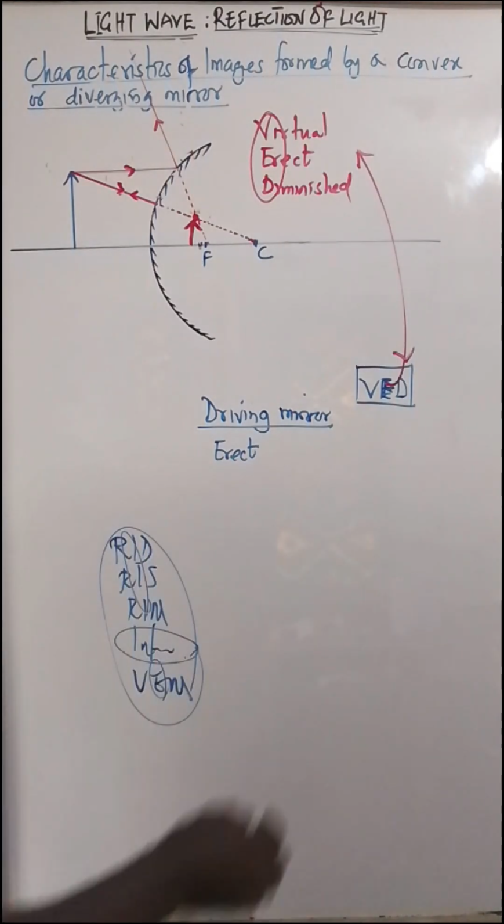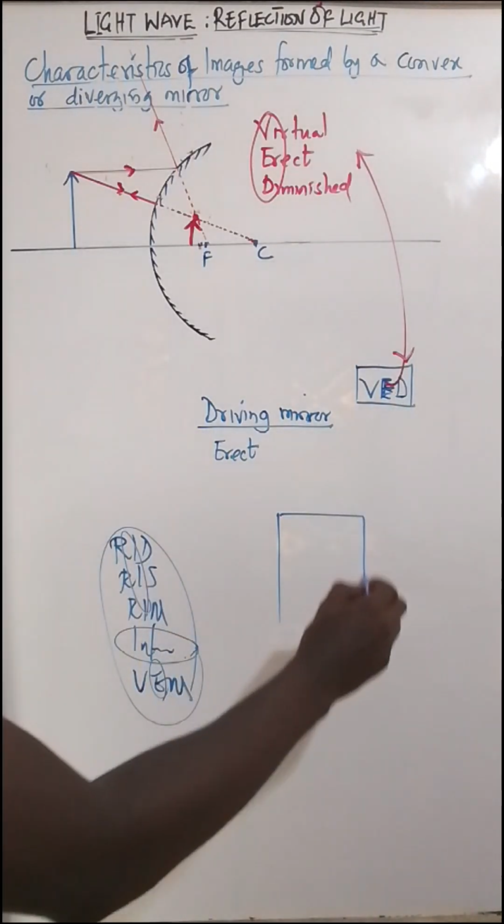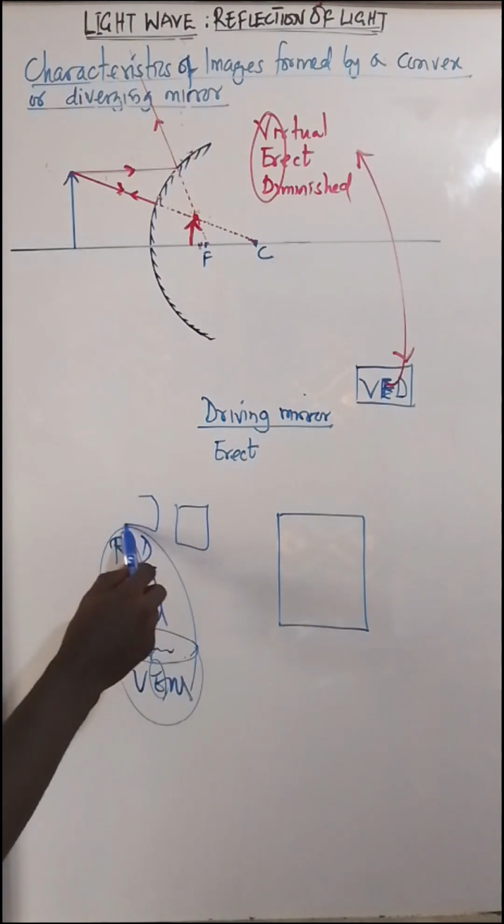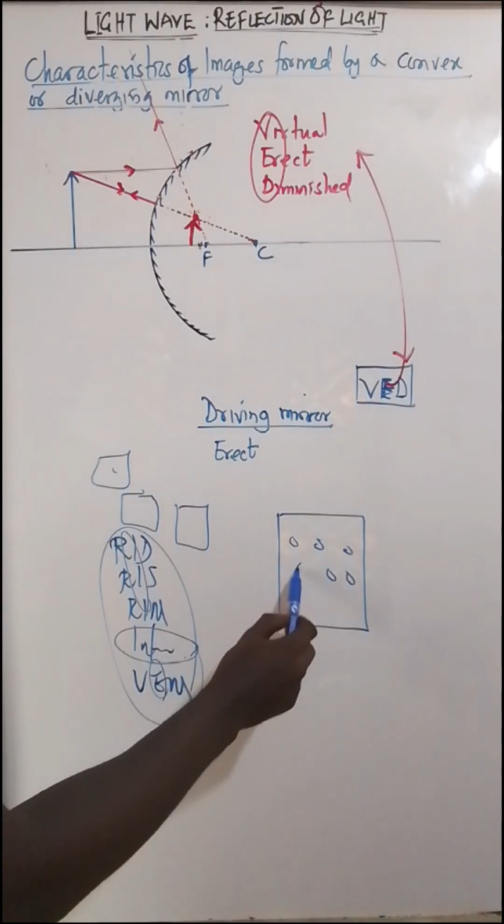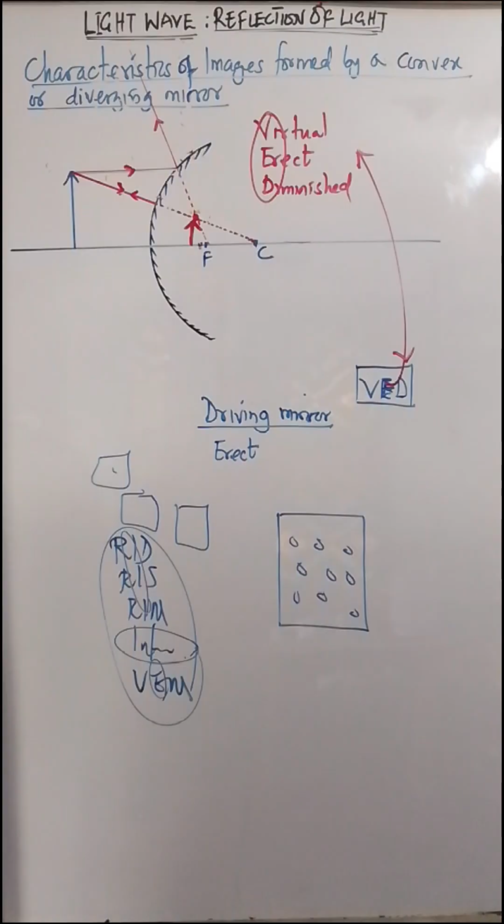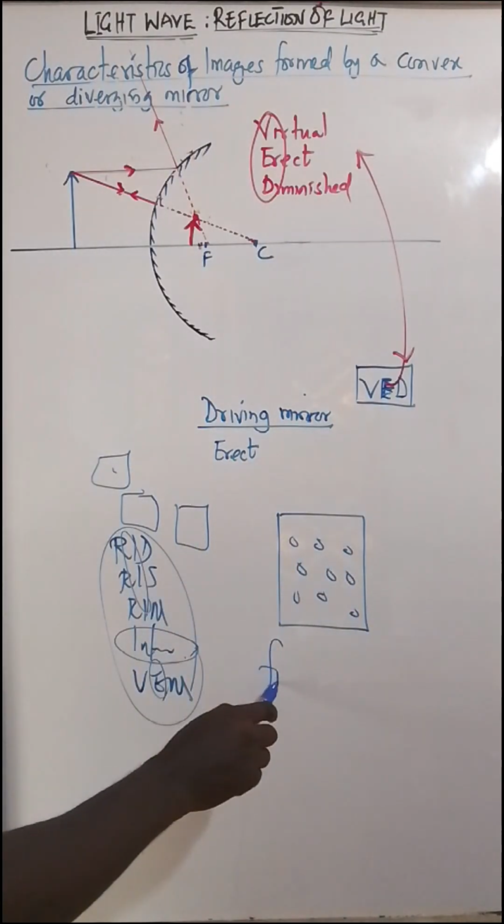And most importantly, because they form a diminished image. For example, let's go to the surface of the mirror. If you have an object, let's say these are cars, these cars will appear smaller here. If they appear smaller, there will be enough space for more cars to be shown through it. So they have what is called a wide field of view.